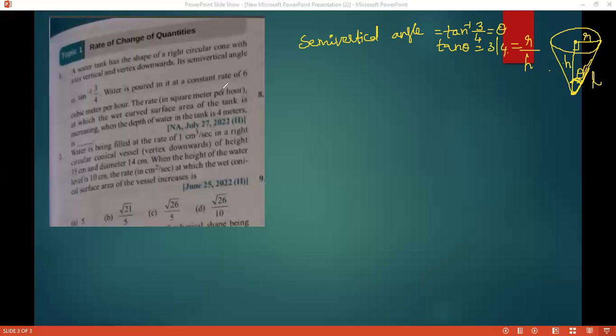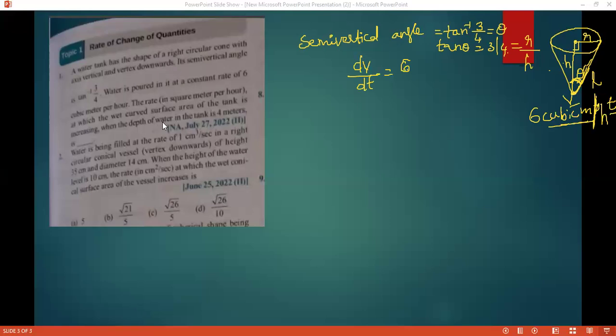Look at the question further. Water is poured in it at a constant rate of 6 cubic meter per hour. So this is very important, you see. What is that? 6 cubic meter per hour. So cubic meter, what does it represent? For which is it the unit? Yes, very good. Volume, right? Per hour, so time. Whenever you say with respect to time, this is no doubt dV by dt, because with respect to time it is going to change, right? So dV by dt is given as 6. Right, very good.